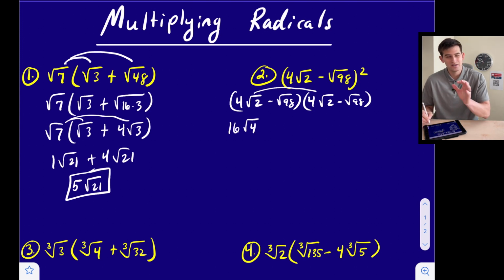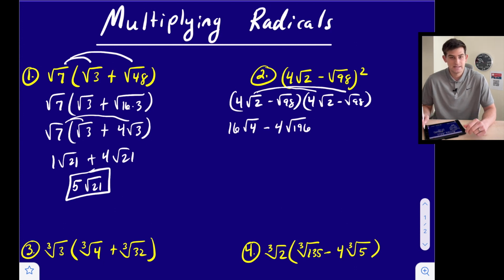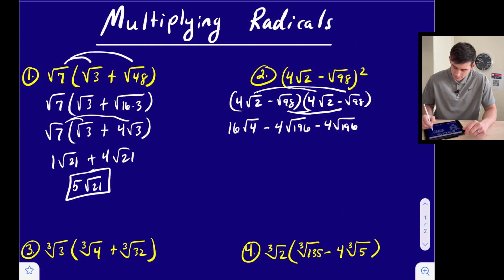Now that's going to simplify. Let's just leave it there for just a moment. And we're going to multiply this way. So we're going to say minus 4 root 196, because 2 times 98 would be 196. And now we're going to do the inside terms. So also 4 times root 196. And then lastly, plus the square root of 98 squared.